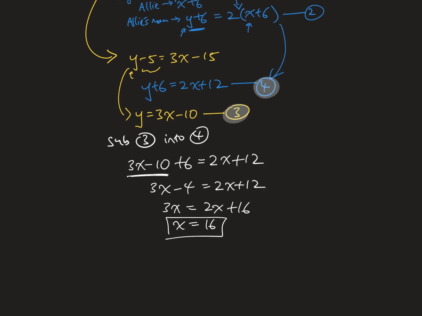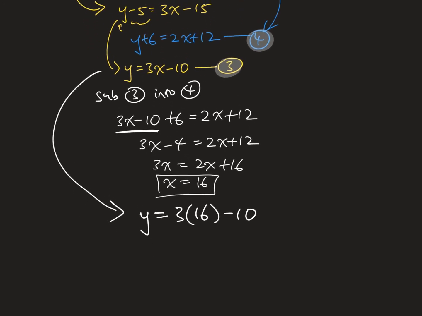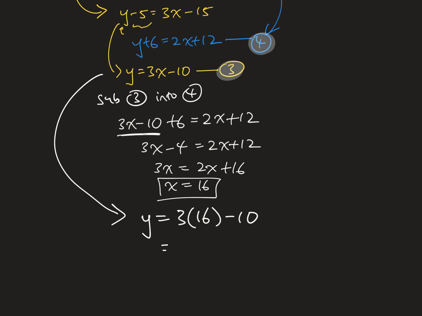And now at this point, we can just substitute x equals 16 into any equation. But you can see that equation 3 might be a good choice. So let's take it down. y equals 3x minus 10, so that's 3 times 16 minus 10. And that gives us 38. And there you go. So x equals 16 and y equals 38.